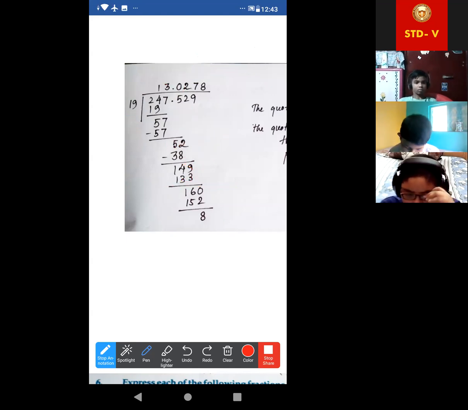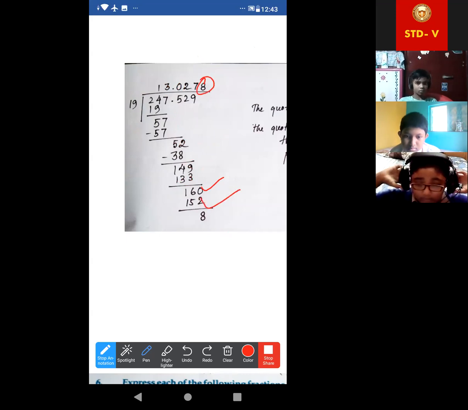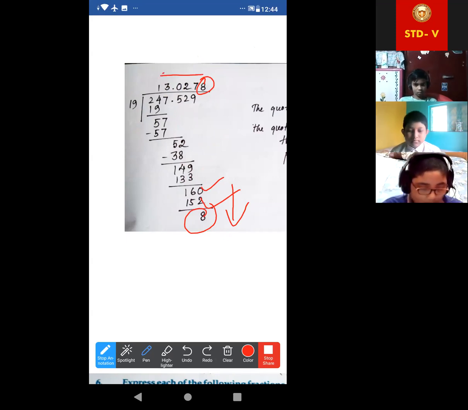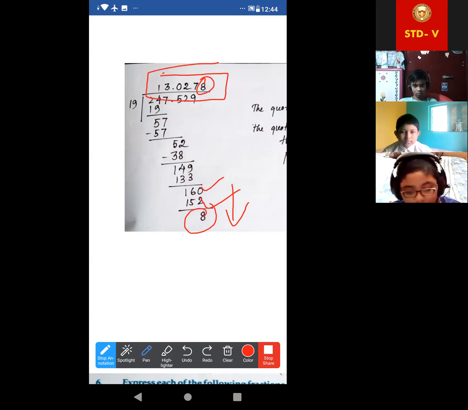Yes, Tom. Now just look, 160. Then by 8 it is 152. No need to continue it. Just stop here. We should stop here because we have got up to the 4th decimal place.